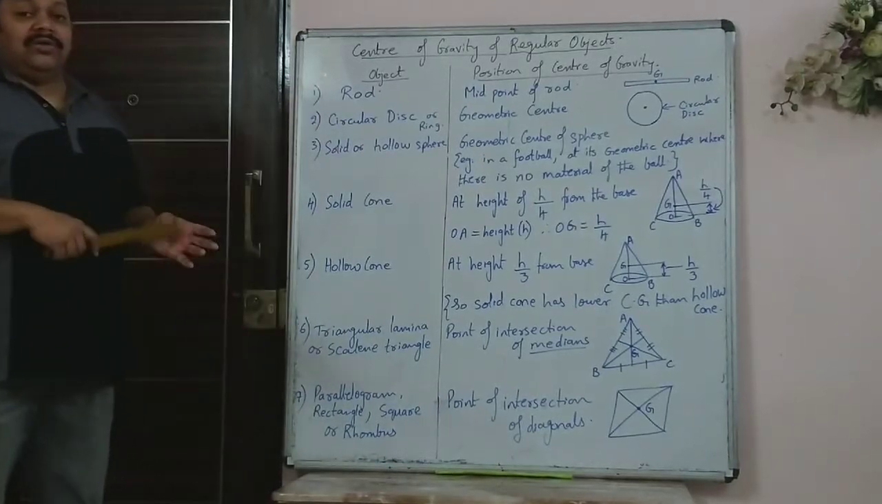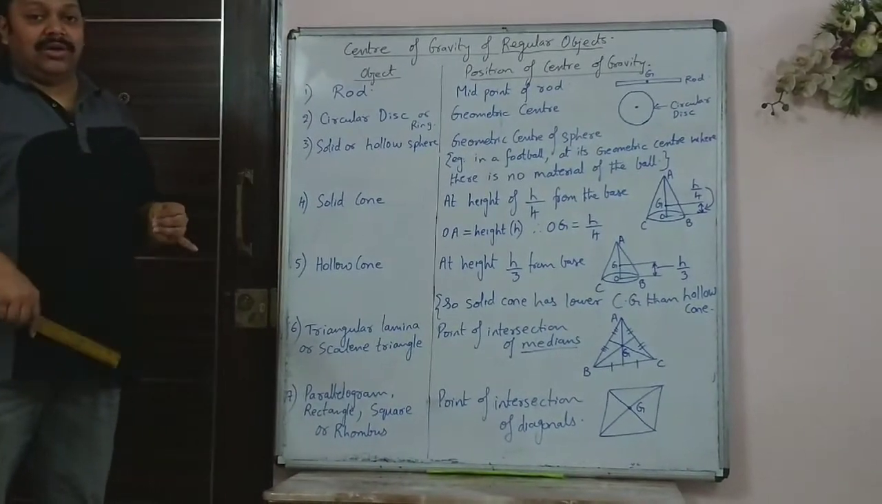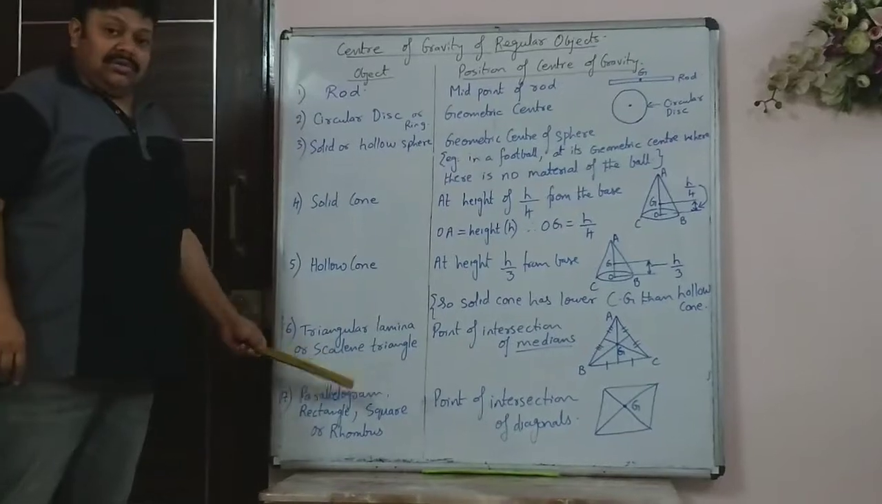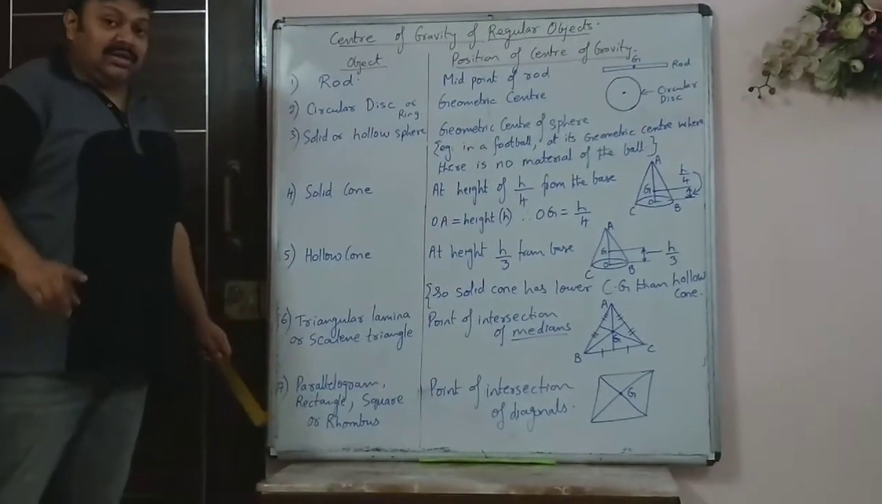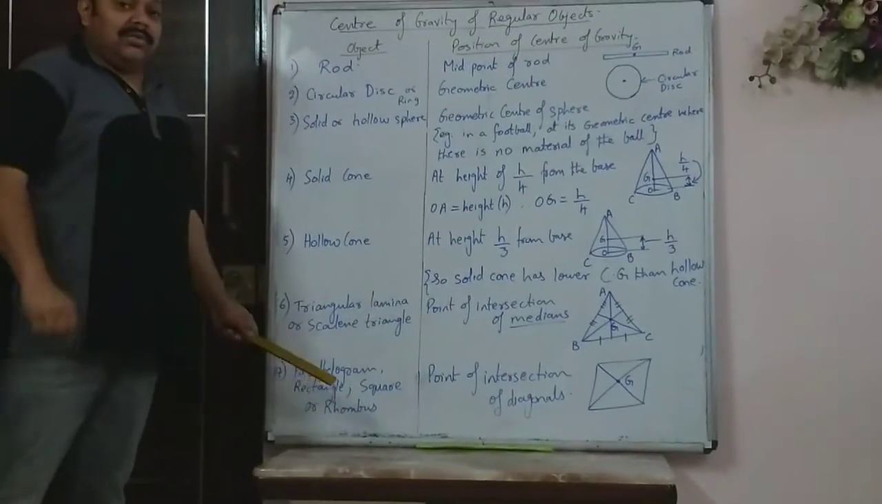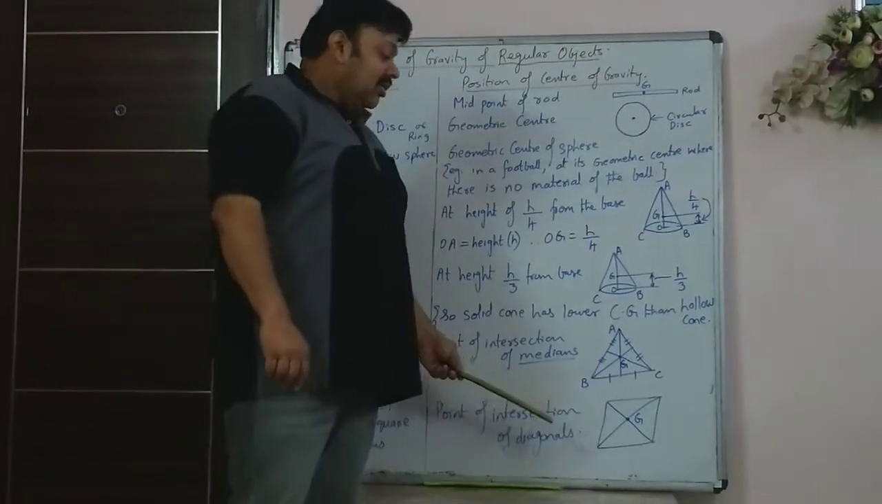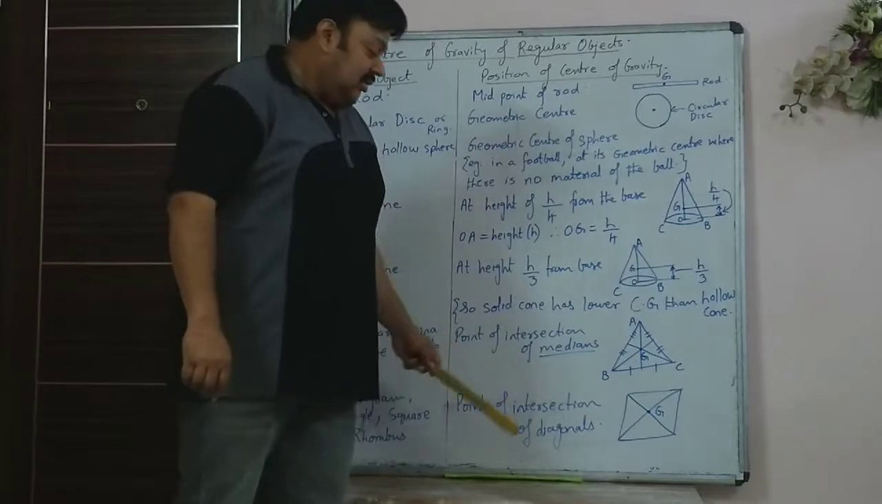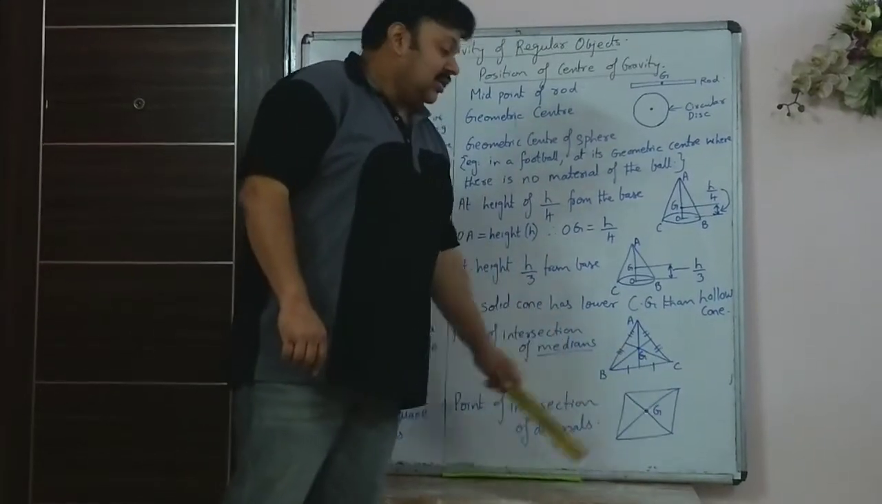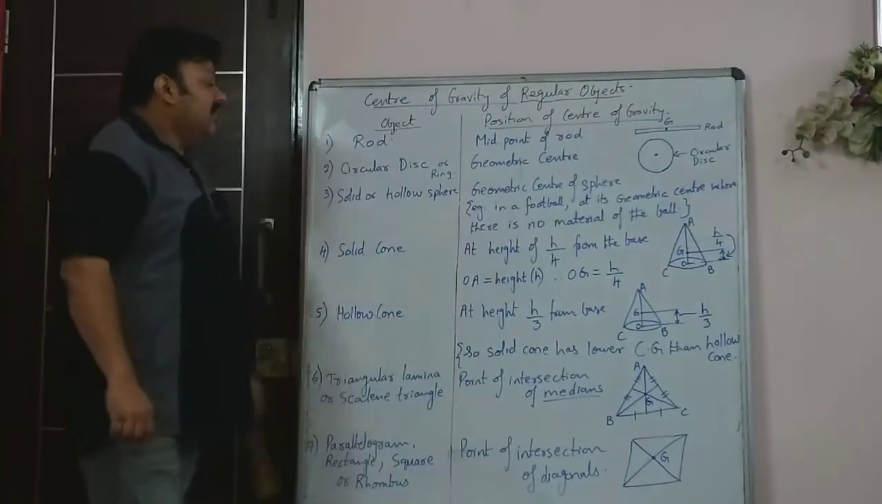Parallelogram family, which includes rectangle, rhombus and square. That full family, we have learned it in 9th, and I have told you that parallelogram is the father, the first person in that group. It is the point of intersection of the diagonals. So the diagonals where they intersect, that is the center of gravity.